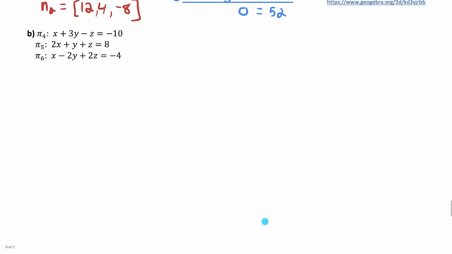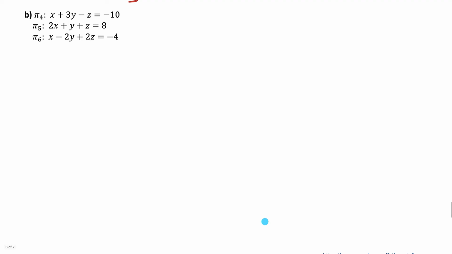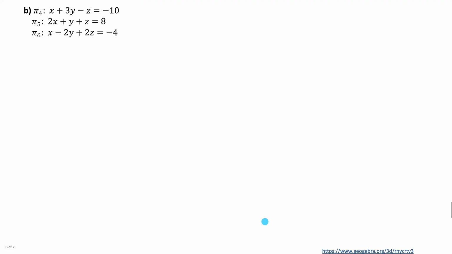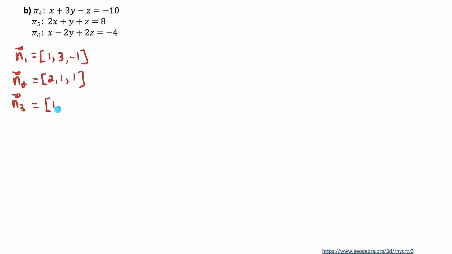Let's move on to part B, where we might have to do a bit more work for this one to see if there's a consistent solution or not. I could start by looking at the normal vectors. Let me just jot them out here and we can look at them quickly. So if I look at all three normal vectors, if I look at the different pairs I could make, 1 and 2, 2 and 3, or 1 and 3, none of those pairs are scalar multiples of each other, which means none of the normals are parallel to each other, which means none of the planes are parallel.